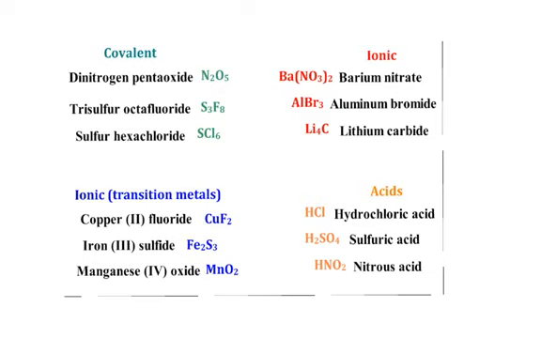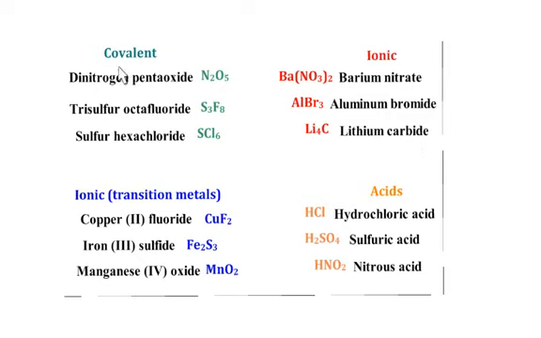For covalent and ionic naming, for both of them, basically you write the name of the first element that you see. So here barium, aluminum, lithium, here nitrogen, sulfur. Then you write the name of the second element or the second part and end it with IDE. So oxygen would become oxide, fluorine would become fluoride, chlorine would become chloride. Unless it's a polyatomic ion, you write it as is. So this is nitrate, this is bromine, so it would be bromide, this is carbon, so it would be carbide.